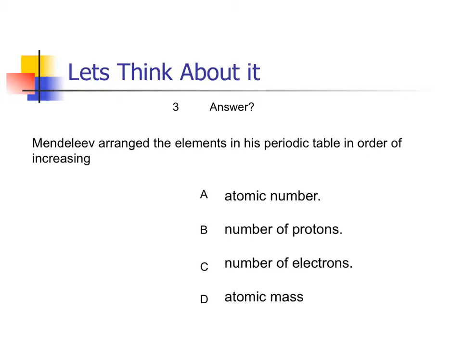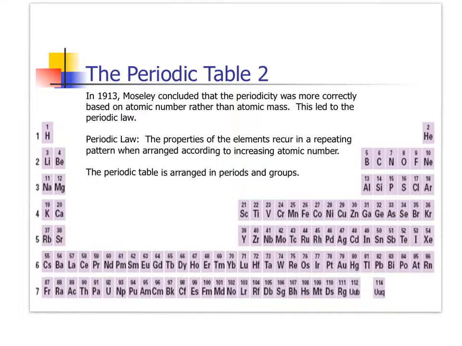Mendeleev arranged the elements in his periodic table according to increasing atomic mass. A little bit later, a couple years, maybe even after Rutherford did his gold foil experiment, Moseley concluded that periodicity was more correctly based on the atomic number, or, as we saw earlier, the number of protons, rather than the atomic mass. And this gave us the periodic law: properties reoccur in a repeating pattern when elements are arranged according to atomic number. So again, that's the number of protons.